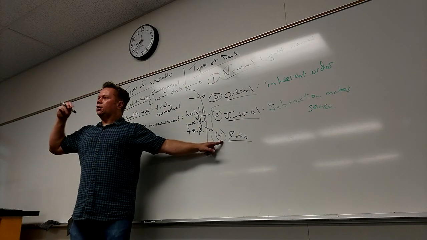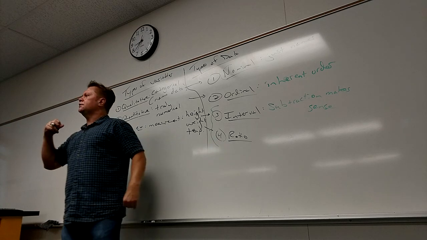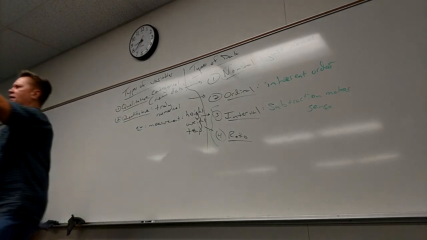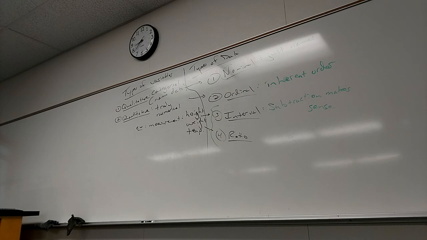Ratio, not only does subtraction make sense, but so does, now what's ratio mean? What's the mathematical idea of ratio? What's a ratio of numbers? Yes, it's division. It's a fraction. It's division. So ratio is the one where division makes sense. If I divided 1996 by 1972, do you get an answer? If you put it in your calculator, do you get an answer? Yes. Does it mean anything? No. Right? So that's why year of birth would be interval, not ratio.